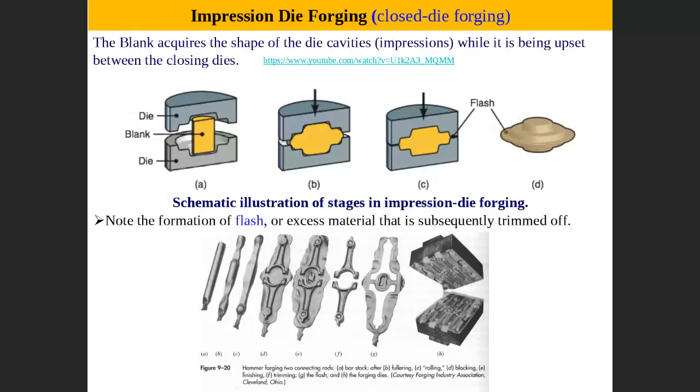We will move to the next section, which is not open die anymore. We have open die, closed die, and impression die. Now we just finished open die forging. This is the second section in the forging operation, which is impression die forging. Impression die forging is sometimes called flash die forging. So what is flash die forging?